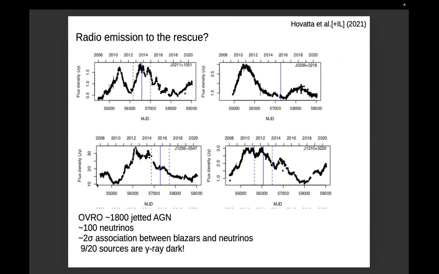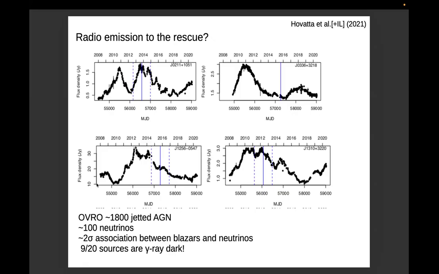So we have some very nice looking light curves that you can see here. And what we can do is move away from just spatial association and actually go to the light curves and see what was happening in the source during the neutrino arrivals for a now large sample of sources.